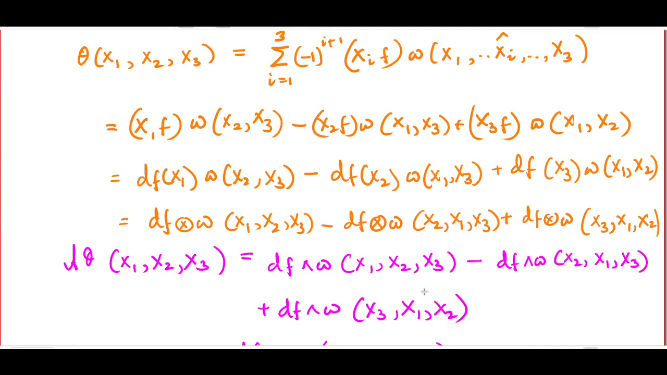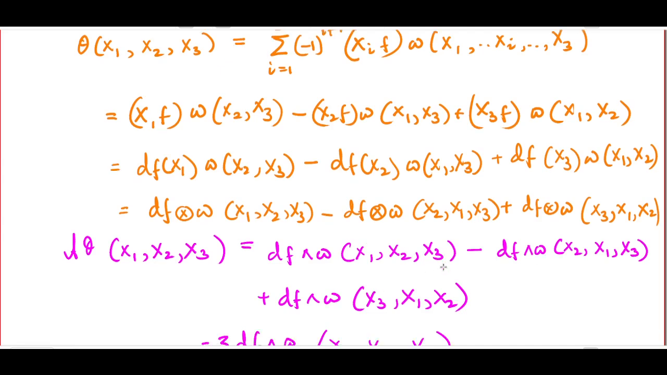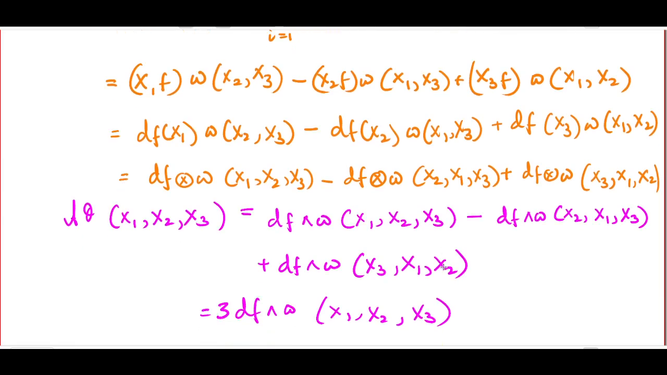Two jumps, two interchanges, minus 1 whole square factor, so plus sign. So what turns out is that each of these three are exactly identical and they're each equal to df wedge omega acting on x1, x2, x3. So theta acting on x1, x2, x3, which is of course the same as the alternator of theta acting on x1, x2, x3, is the same as 3 times df wedge omega acting on x1, x2, x3. In our case at least, theta is 3 times df wedge omega.